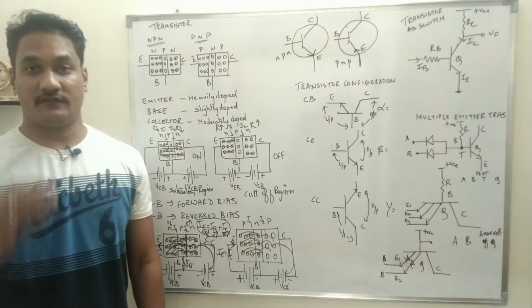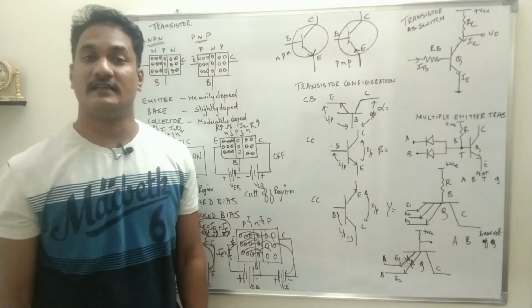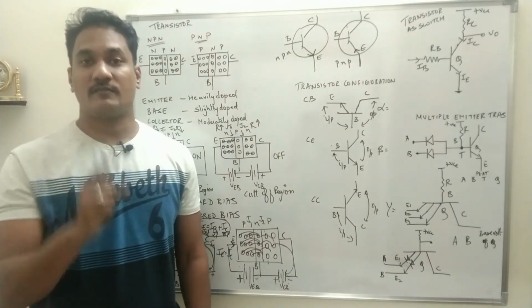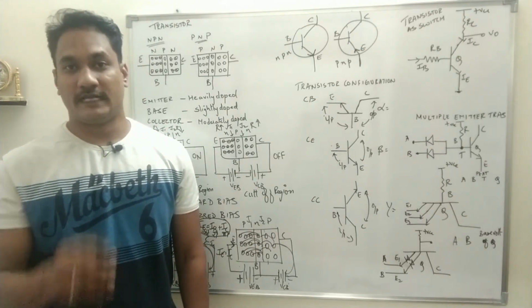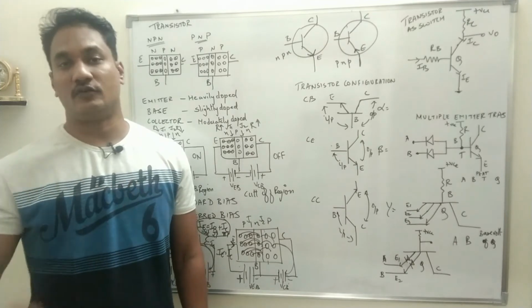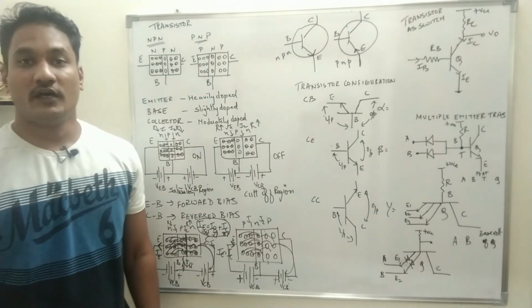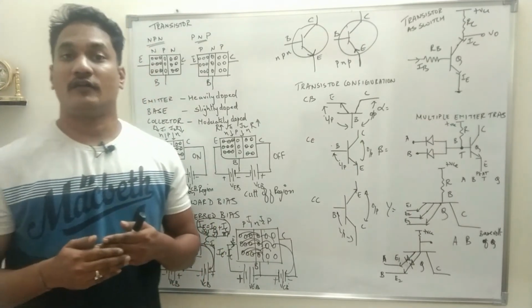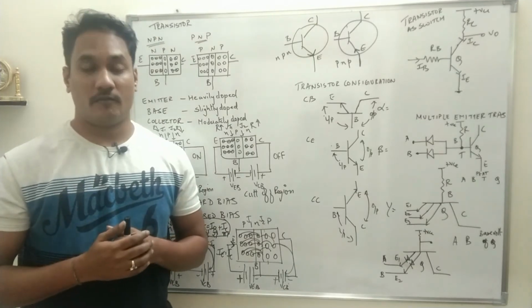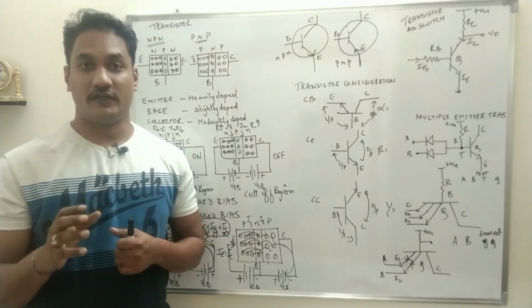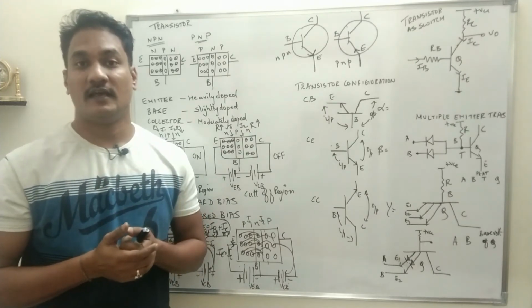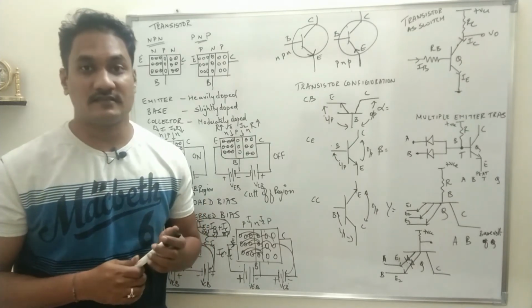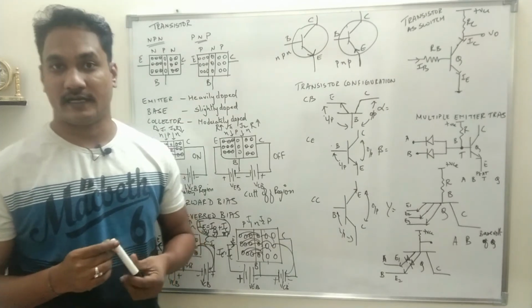Whenever the transistor has to be connected in a circuit, one terminal should be common for input as well as output. That means to give input and to take output. So depending upon which terminal we keep as common, the transistor configuration, or the way in which the transistor will be connected in a circuit, has three configurations: common base, common emitter and common collector.